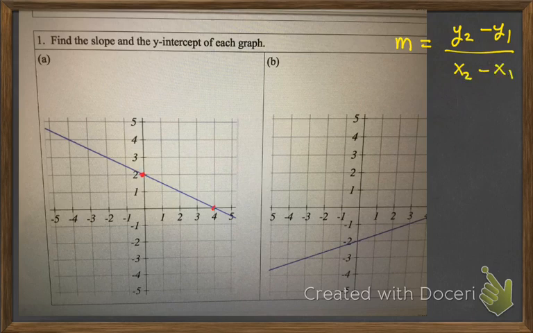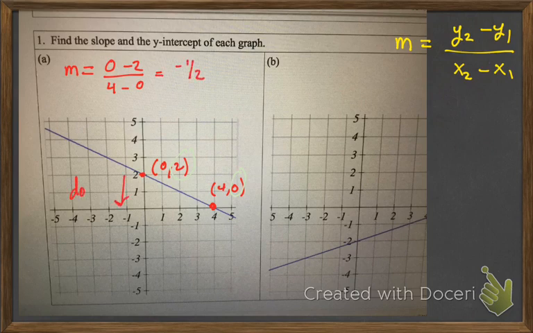On the first graph, A, I'm going to highlight in red two dots where the grid lines meet. That gives us the ordered pairs (0, 2) and (4, 0) to work with, and we'll find the slope. This is our y2 minus our y1, and then 4 minus 0 on the bottom. So that gives us negative 1/2.